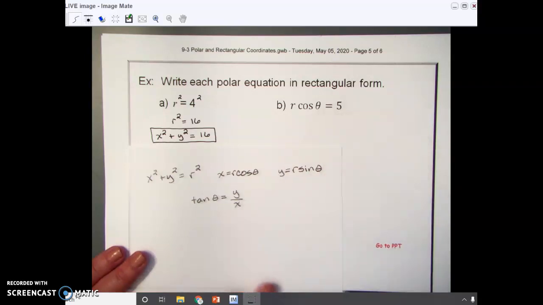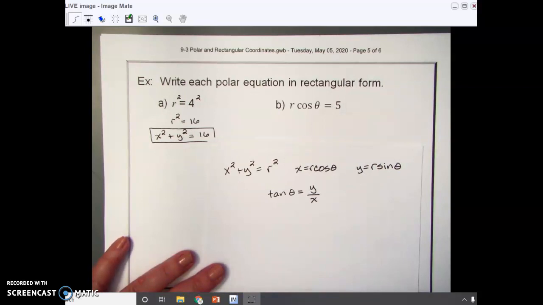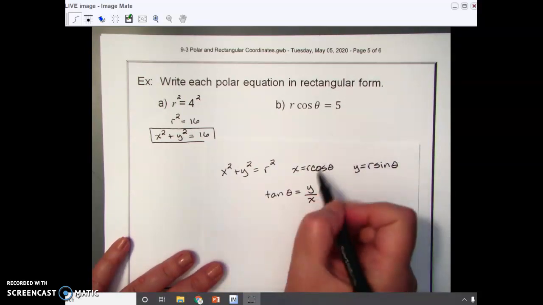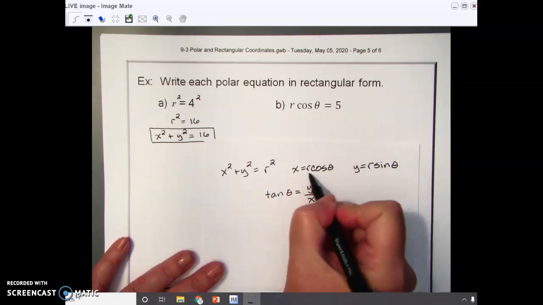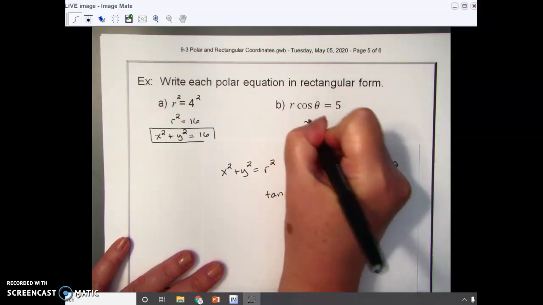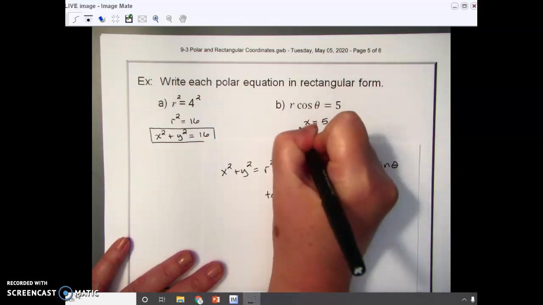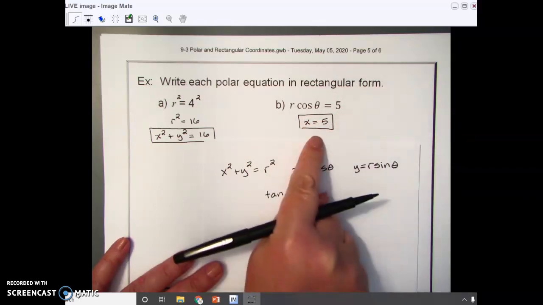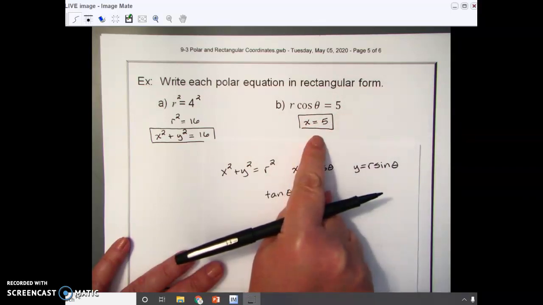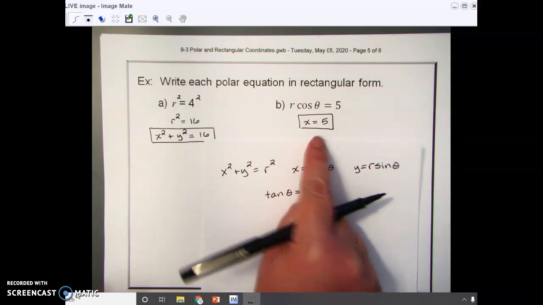Then for B, they told us that r cosine of theta is equal to 5. The beauty of that is r cosine of theta is just x. So if I substitute, this is x is equal to 5. What that tells me is the graph is just a vertical line where x is equal to 5.